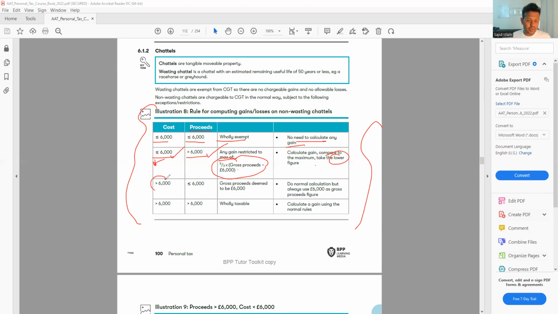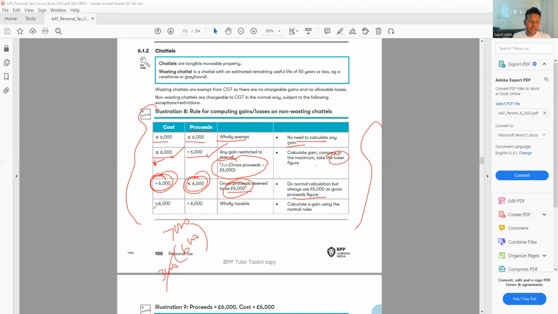Then if the cost is more than 6,000 and the proceed is less than 6,000, the gross proceed is deemed to be 6,000. So if the sales is less than 6,000 but the cost is more than 6,000, it will be assumed the sales or proceed is 6,000. So do the normal calculation, but always use 6,000 as the gross proceed figure. For example, if your cost is 7,000 and the proceed is 3,000, you still have to use 6,000, not 3,000.